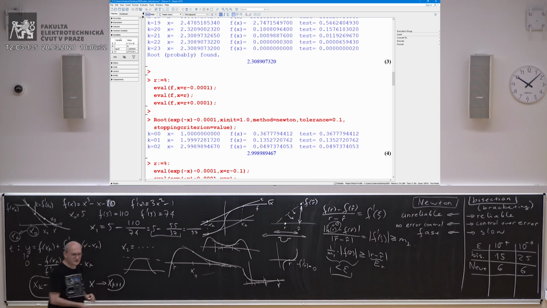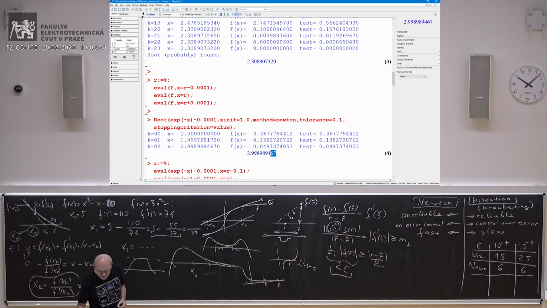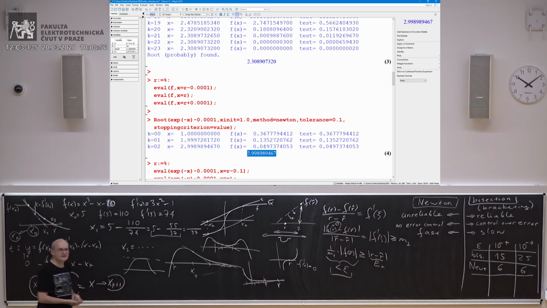So I'm looking at a function which is actually e to negative x, and I shift it down by a little bit. So it does have a root. I asked for a stopping condition or stopping criterion to be the value. So this run stopped after 2 iterations and suggests that perhaps 2.99, which is like 3. So perhaps 3 is the root. Is that true? How do we find out? We don't have any control over the error.